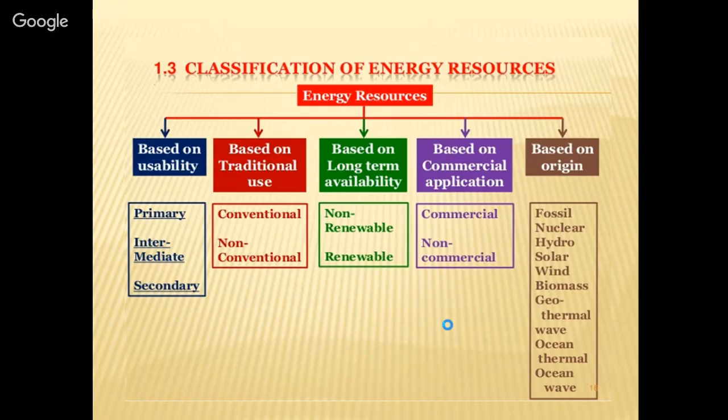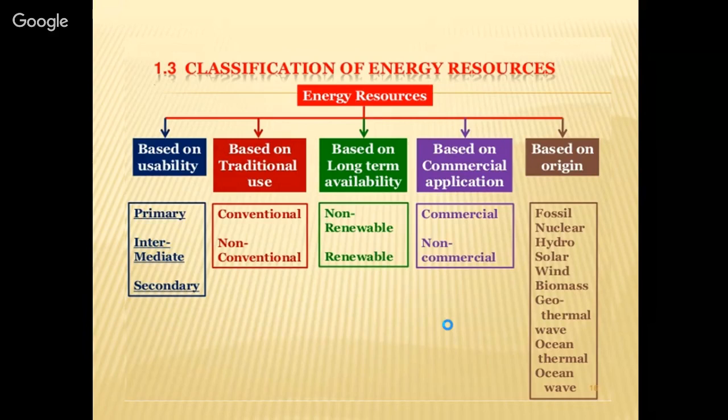Now, based on traditional use, energy resources can be classified as conventional energy resources and non-conventional energy resources. Conventional energy resources, which are being traditionally used for many decades and were in common use around the oil crisis of 1973, are called conventional energy resources. Example, fossil fuels, nuclear and hydro resources. Non-conventional energy resources, which are considered for large-scale use after the oil crisis of 1973, are called non-conventional energy sources. Example, we have solar, wind, biomass, and so on.